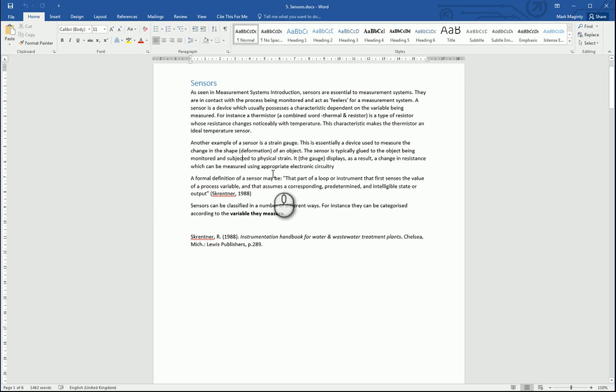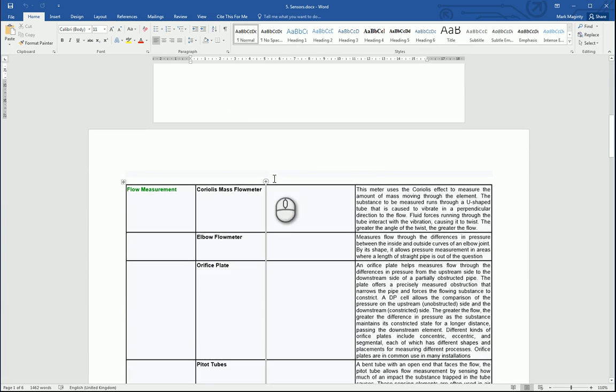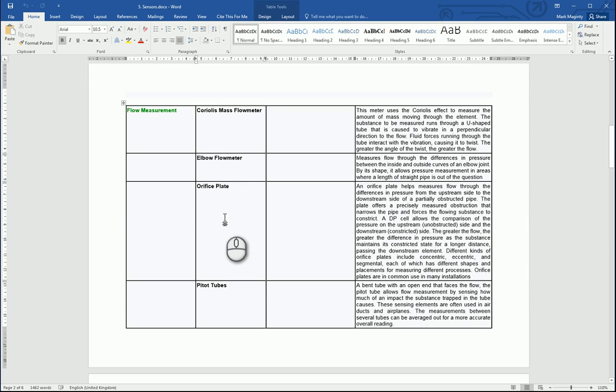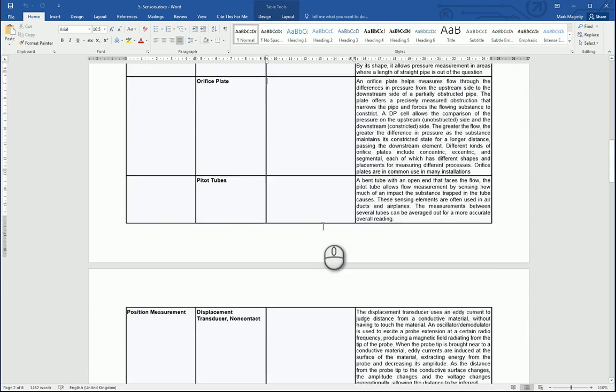Okay, and there's other ones here as well. We'll go down through. There are different types of things for flow measurement, and there are different types of one: elbow flow meter, orifice plate. That was in your practice one from the previous lecture, and there's a quick description of some of what these are on the right hand side. So you can have a quick read through of these.